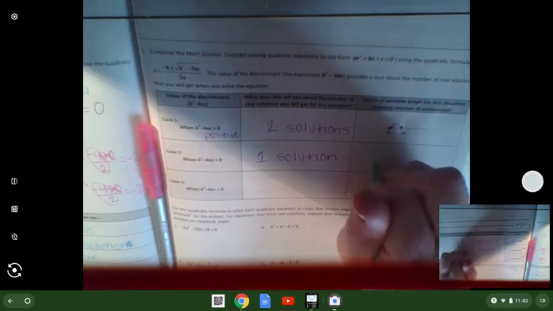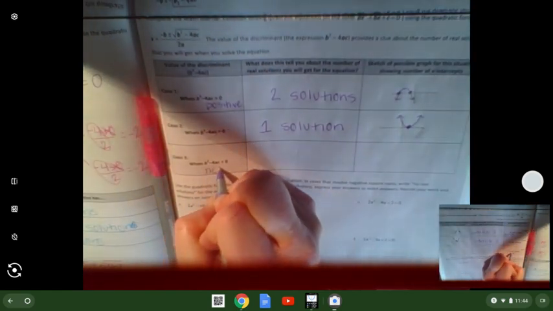When b squared minus 4ac, or our discriminant, is equal to 0, what does that tell you about the number of solutions? We get one unique solution. So now we are going to sketch a graph of any parabola that only has one solution, which means it only has one x-intercept. So here we go. Could open upward, could open downward. Now keep in mind, in order to only have one x-intercept, you're just going to kind of bounce off that x-axis, if you will.